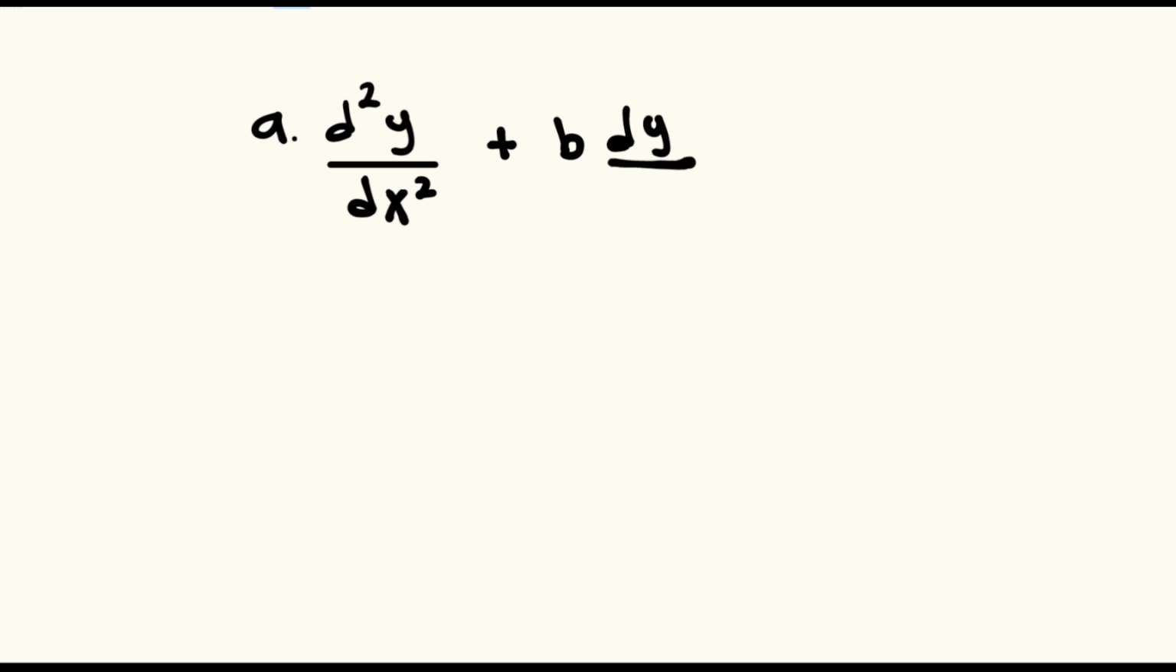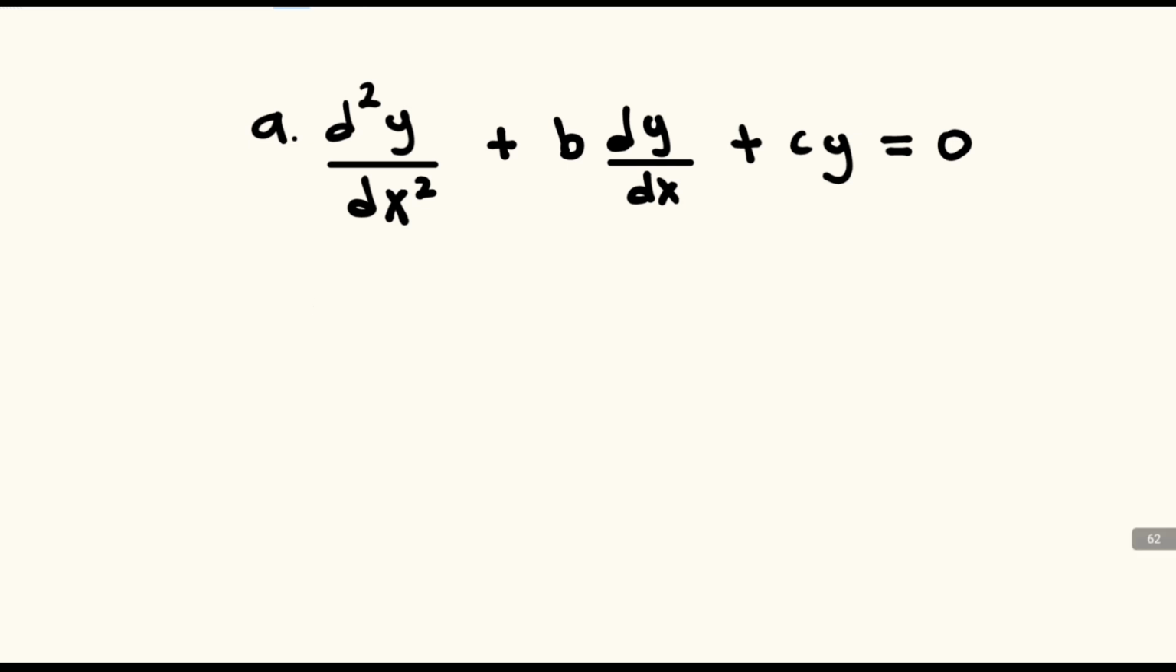Suppose we have the following linear second order equation where a is multiplied by the second derivative of y with respect to x, plus b multiplied by the first derivative of y with respect to x, plus c multiplied by y, and where the right hand side is equal to 0.